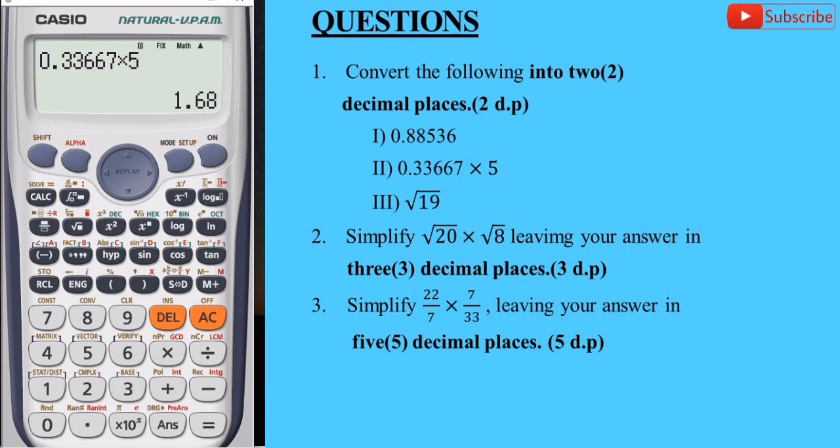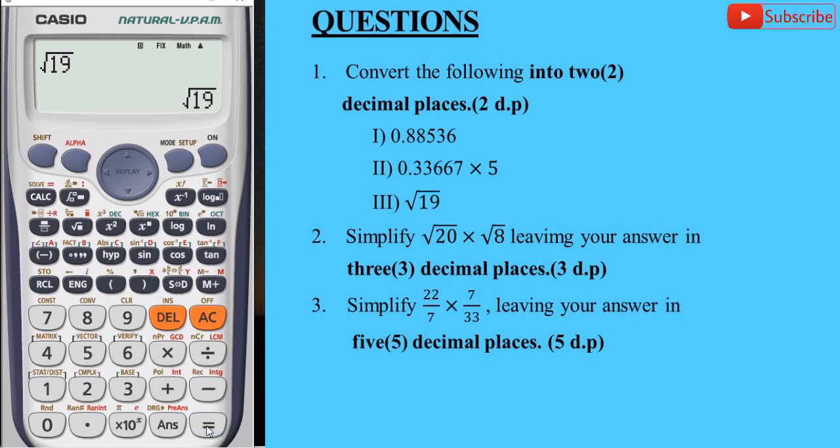So for our third example, we have square root of 19. We have to convert square root of 19 into 2 decimal places. And as I initially stated, I have already set the calculator to display the results in 2 decimal places. So I don't have to stress myself going over that same procedure. So I input square root of 19, and then I tap on equal to.